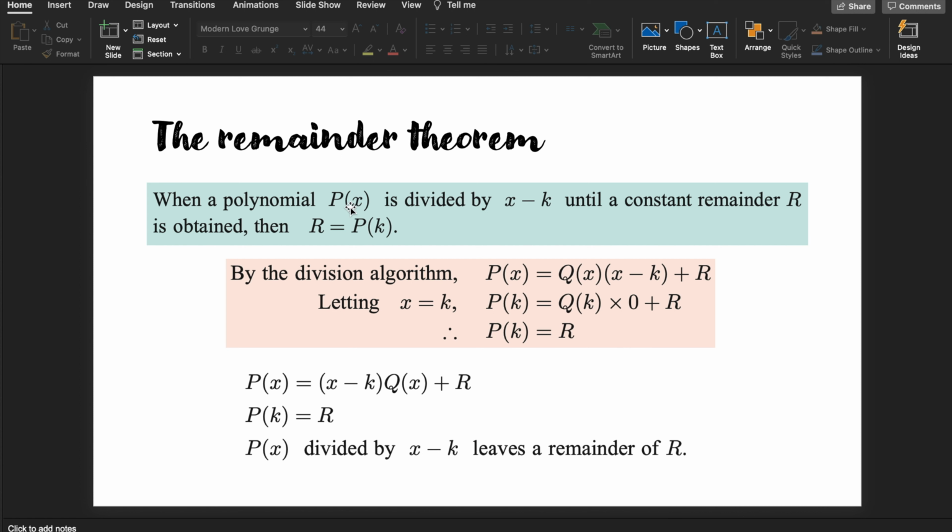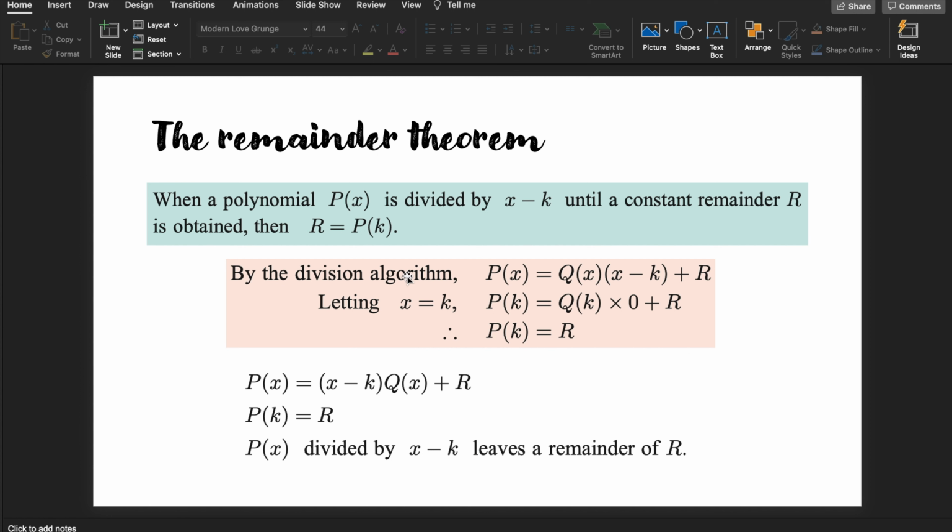So when a polynomial p of x is divided by x minus k until a remainder r is obtained, then r equals p of k. So that's our statement. So x minus k is the divisor, the dividend is p of x, and the r is the remainder. So if you put k into the function or the polynomial, you will get the remainder. This may seem confusing, but let's prove it.